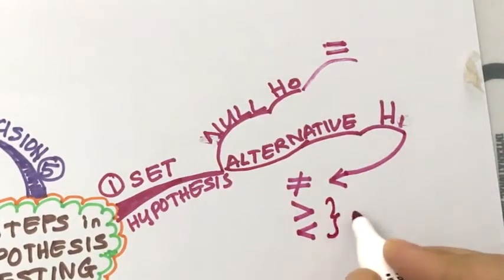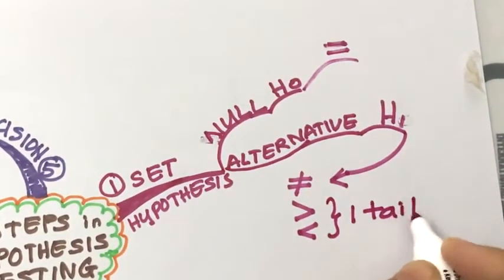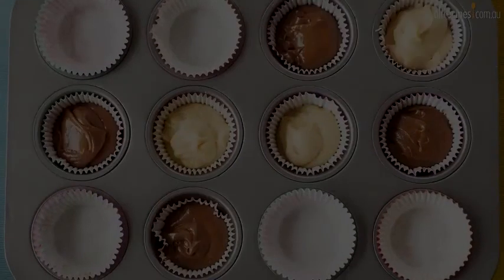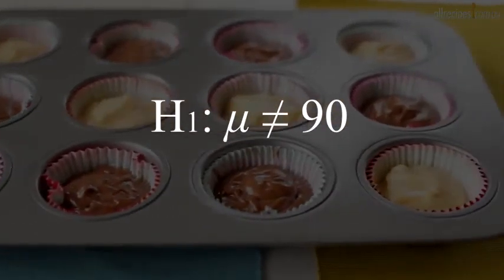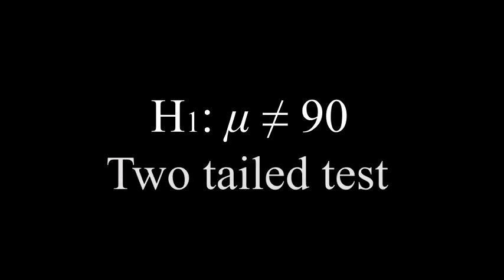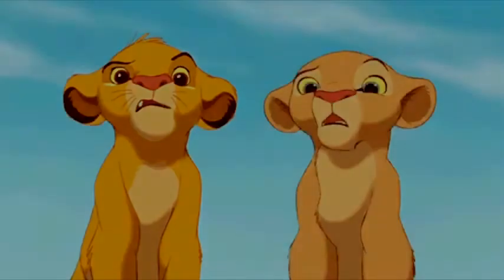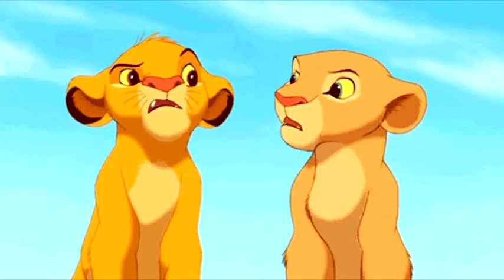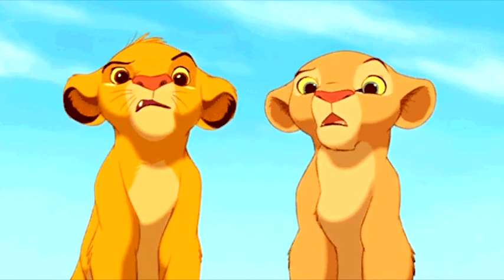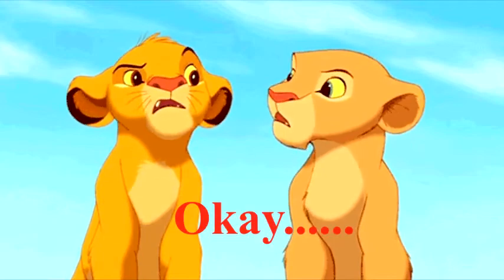However, if you are testing if the cupcakes are not the usual size, which means sometimes the cupcake seems to be smaller and sometimes they look bigger, then the alternative hypothesis would be written as not equal to 90. And because we are not specifying whether it is less than or more than, then we call this a two-tailed test or two-sided test. Now don't worry, all this will make sense when you actually perform the test later. In this video, I'm just explaining to you the general steps in hypothesis testing.